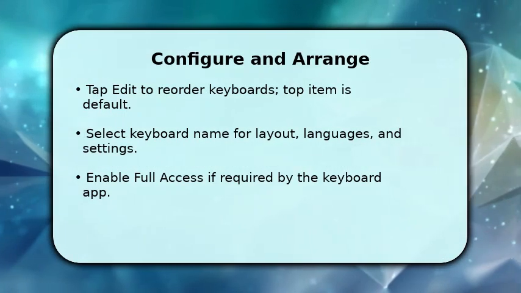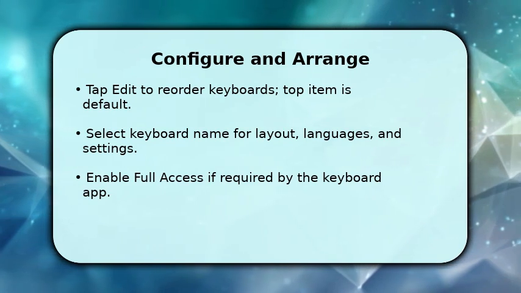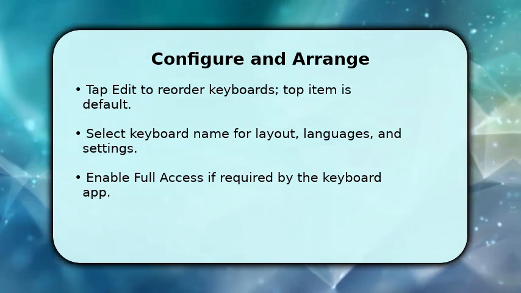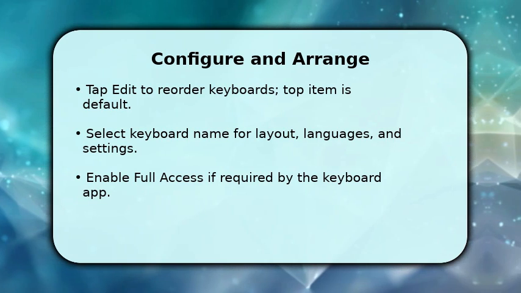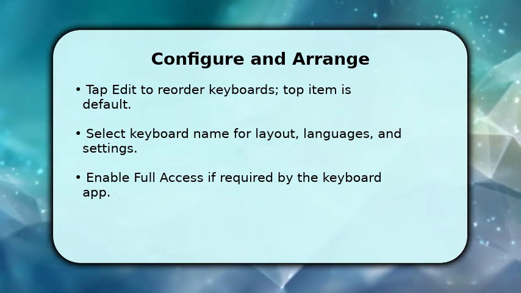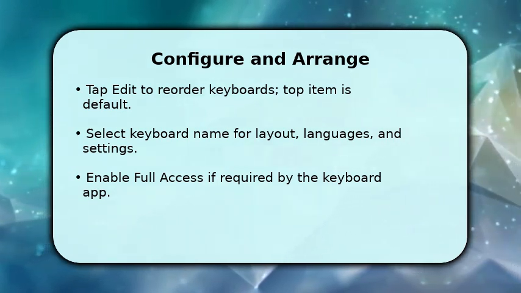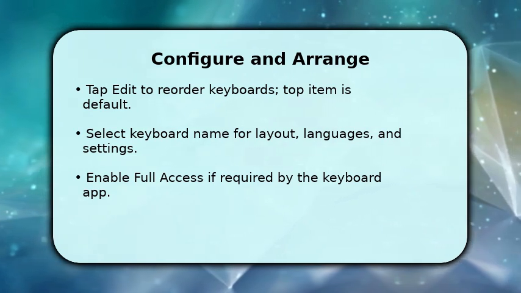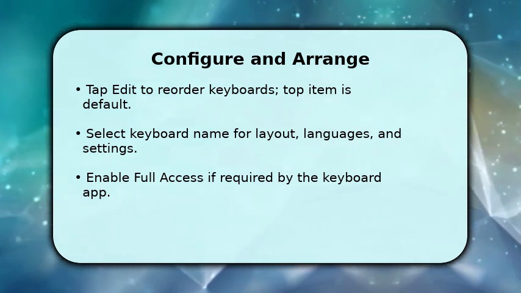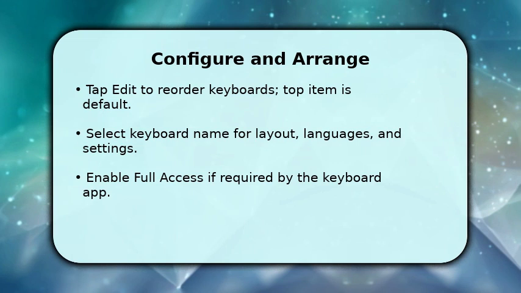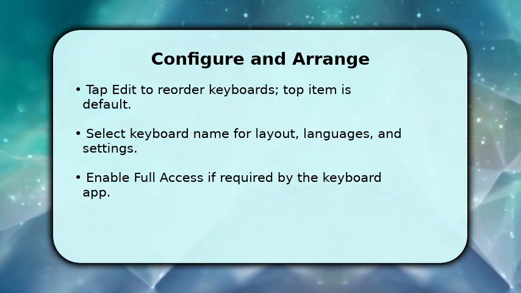Tap Edit to reorder keyboards. The top one becomes the default when you first open a text field. Tap the keyboard's name to choose layout, add languages, or adjust options like predictive text and emoji. For many third-party keyboards, you must enable full access under the keyboard entry so features work. Make sure you understand the privacy prompt.